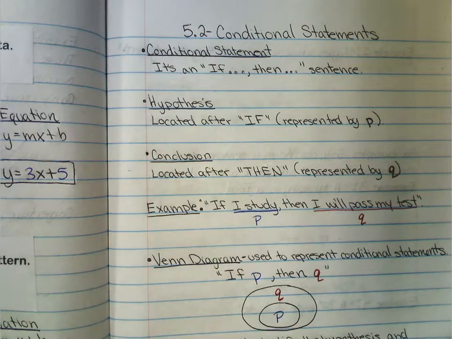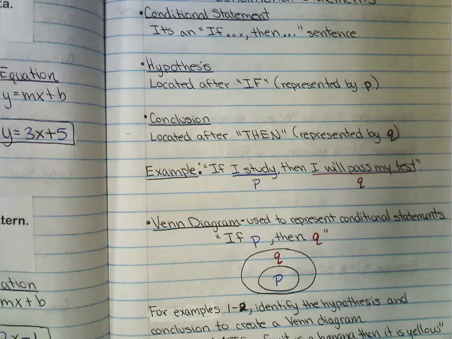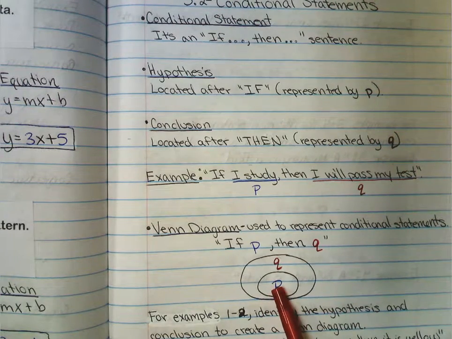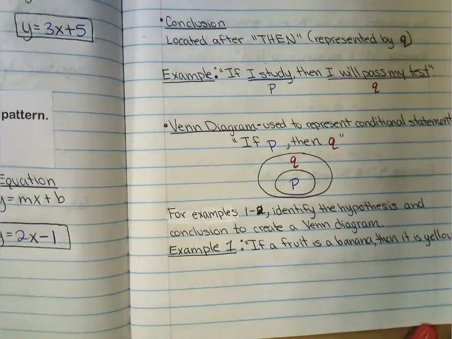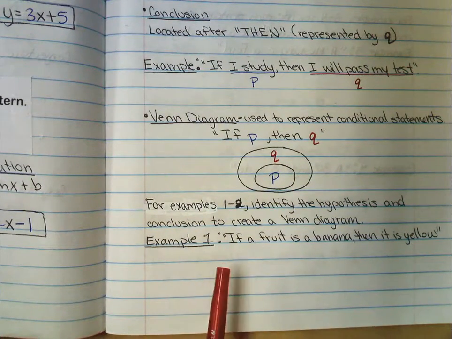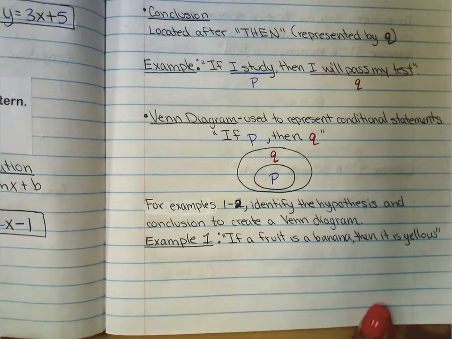So we also use Venn diagrams for conditional statements, and when we're using Venn diagrams, we have the hypothesis in the inner circle and the conclusion in the outer circle. So we're going to practice that with the first two examples. In the first two examples, we're identifying the hypothesis and conclusion, and then we're creating a Venn diagram.